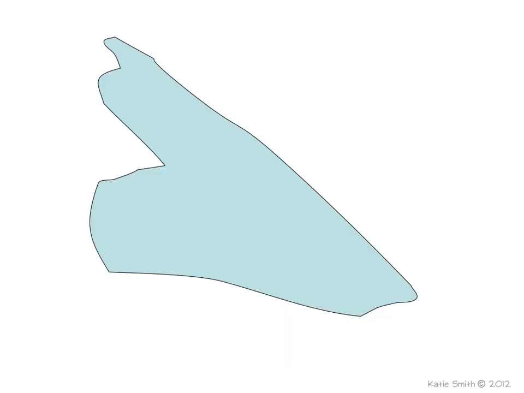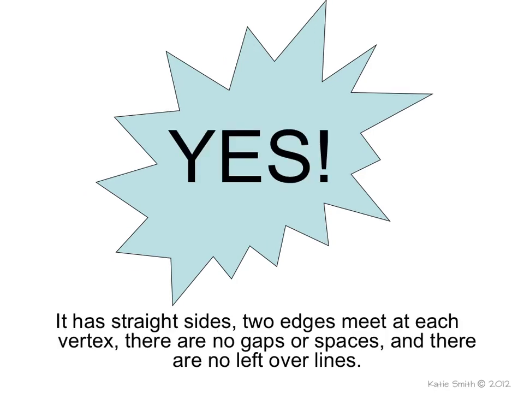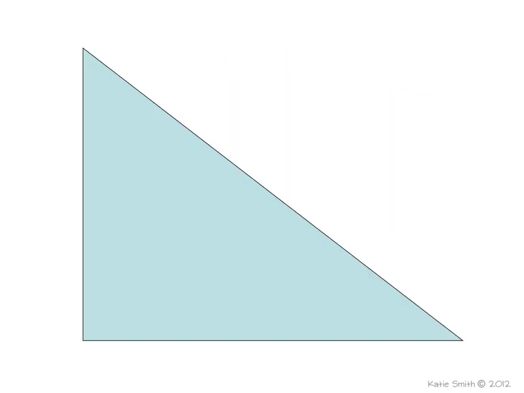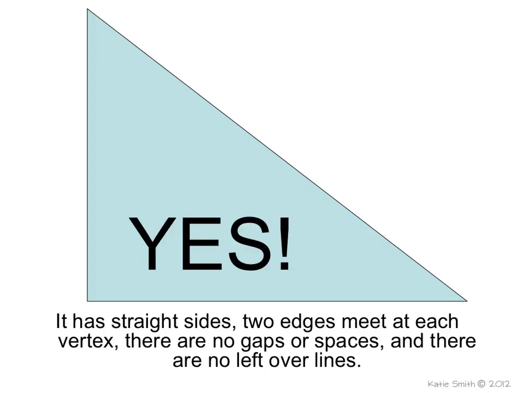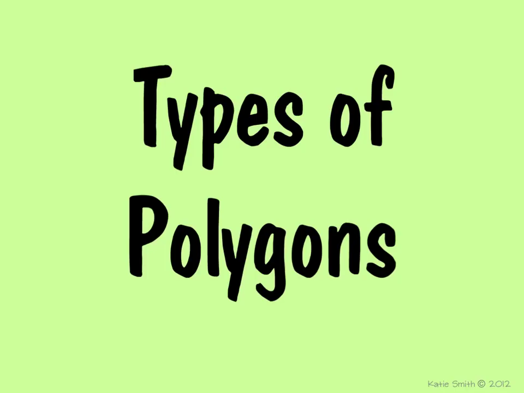What about this odd shape? No, there's all kinds of curved lines and craziness going on. What about this one? Yes, everything here is a straight edge. They meet at points. So yes, this one is a polygon. What about that one? That's a triangle. You've seen that many times, and yes, it is technically a polygon. No, that's not a polygon. All kinds of curved mess. No straight edges.